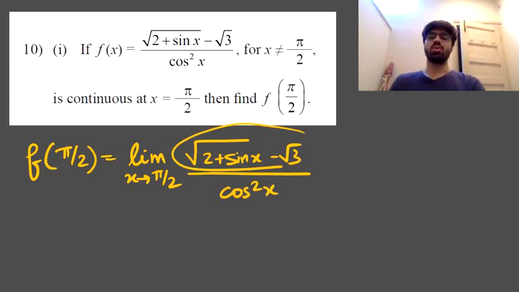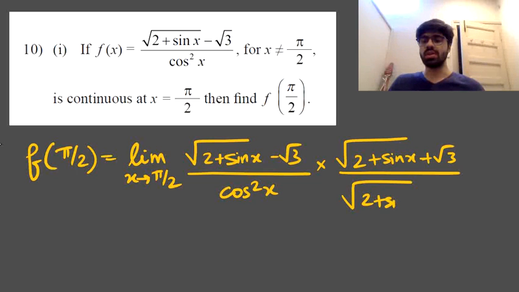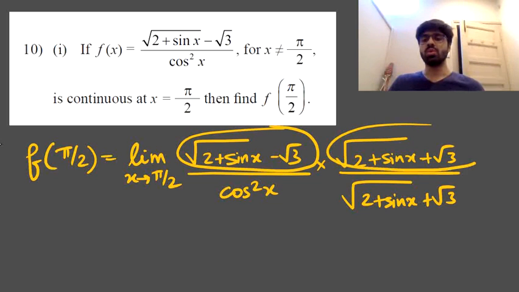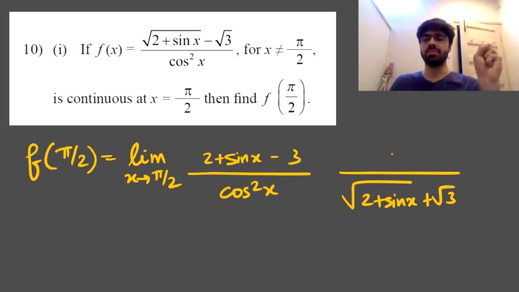Now whenever you see a root, all you need to do is rationalize, and that is how we proceed with our simplification. So when we rationalize, we have root over 2 plus sine x plus root 3 divided by root over 2 plus sine x plus root 3. In the numerator it is root a minus root b into root a plus root b, and that will be root a square minus root b square, that is simply a minus b. So it will be 2 plus sine x minus 3 in the numerator.